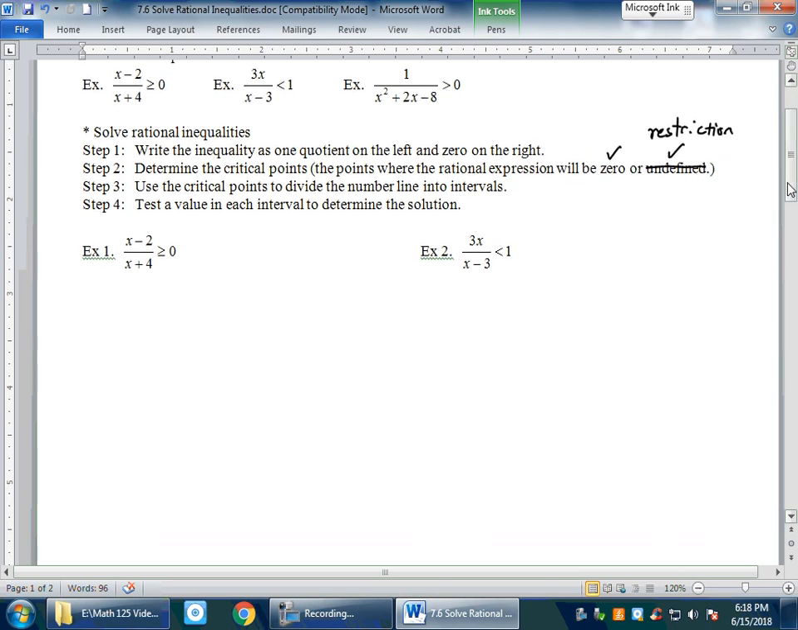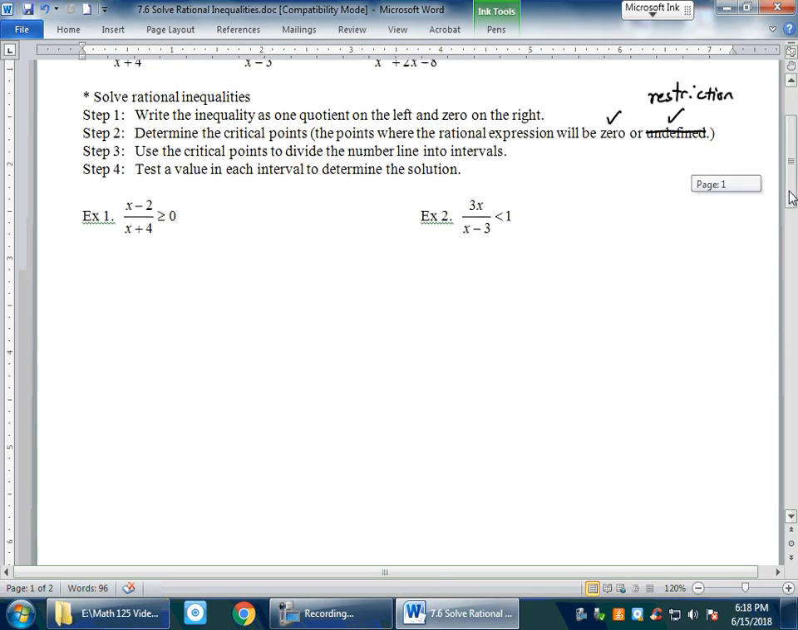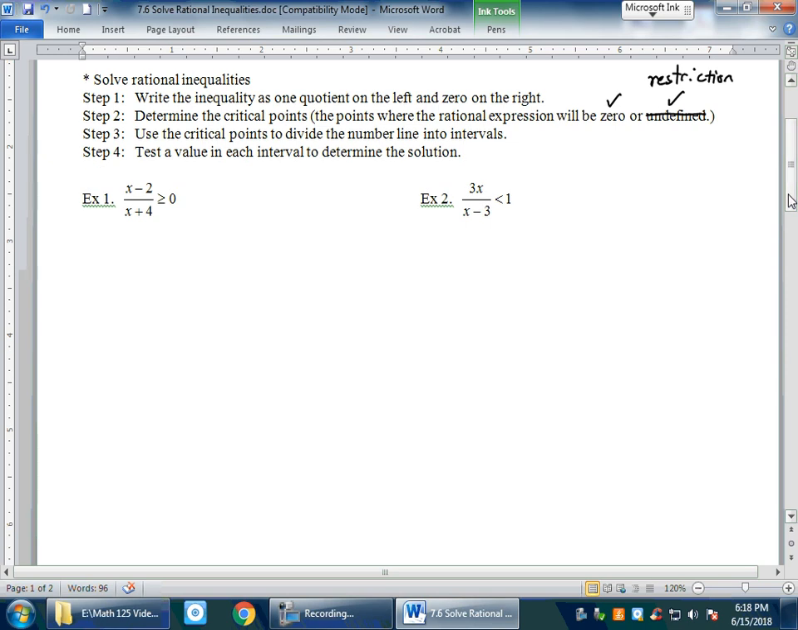So for this example 1, we already have one quotient on the left hand side and 0 on the other side. That allows us to find our critical points. The critical points contain two things: the zero, which is associated with the numerator of this fraction, x minus 2 equal to 0, so x is equal to 2. So we know that our zero is 2.